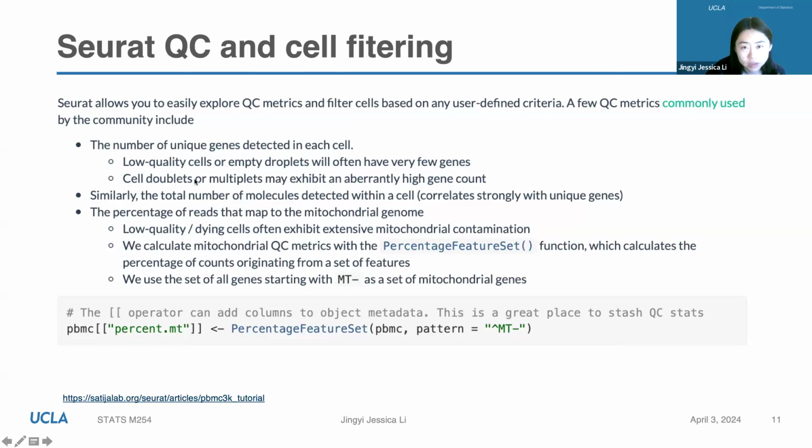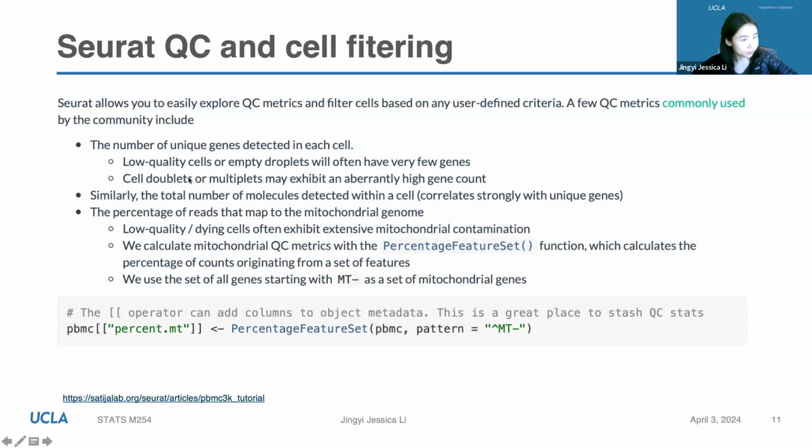When you have more than 2 cells in one droplet, that's called a multiplet. Since the cells in one droplet will share the same barcode, you would think they are one cell. But if they have an abnormally high number of gene count, the number of unique genes, then you would think this is not one single cell. Then you may want to remove them.